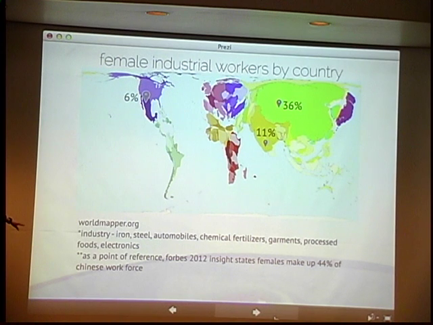If you look at where your workers are located, 30%, and I chose the female one because I'll tell you in a second, but 36% of all female workers who work in these industries are in China. 11% are in Southeast Asia. It's not India, it's Southeast Asia that number belongs to. So in China, for example, 44% of the industrial workforce are made up of females, right?